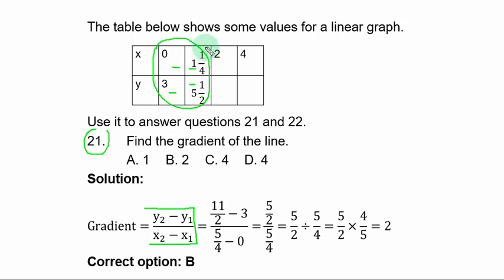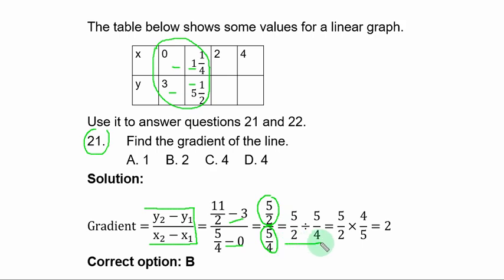If you change the mixed fractions to improper fractions, you have 11 over 2 for y2 minus 3 for y1, over 5 over 4 for x2 minus 0 for x1. If you subtract the numerator, you have 5 over 2 over 5 over 4. So let's divide the two terms in this form.